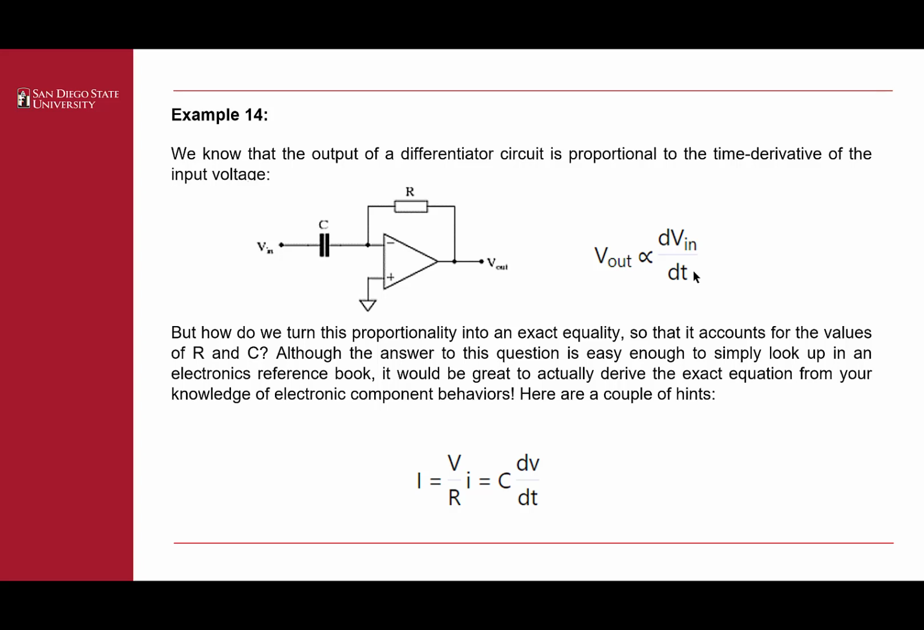Here Vout, the output voltage, as you see in this part, is proportional to the derivative of the input voltage with respect to time. But how do we turn this proportionality into an exact equality so that it accounts for the values of R, the resistance, and C, capacitance? Although the answer to this question is easy enough to simply look up in an electronics reference book or online, it would be great to actually derive the exact equation from your knowledge of electronic component behaviors.